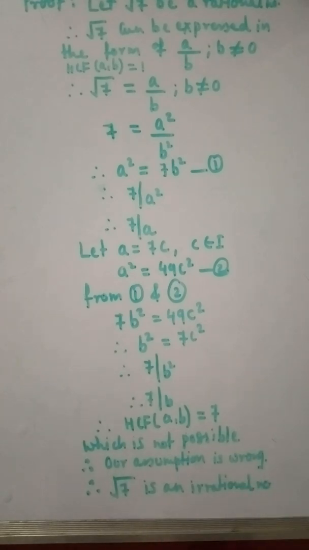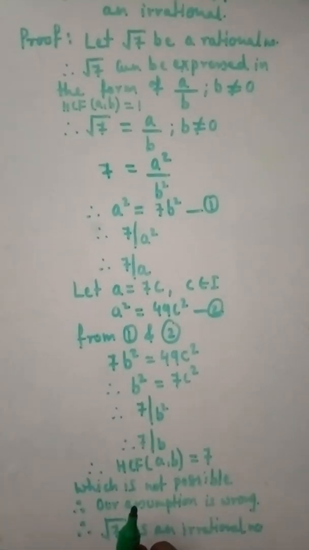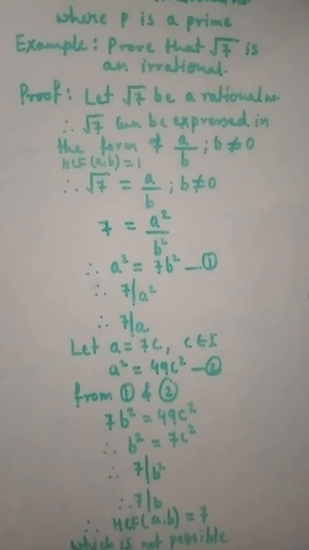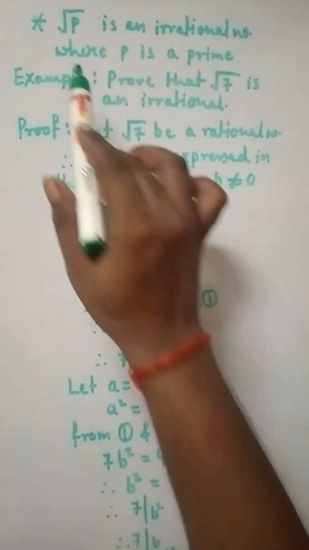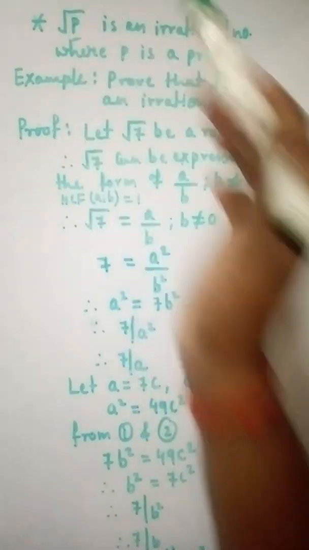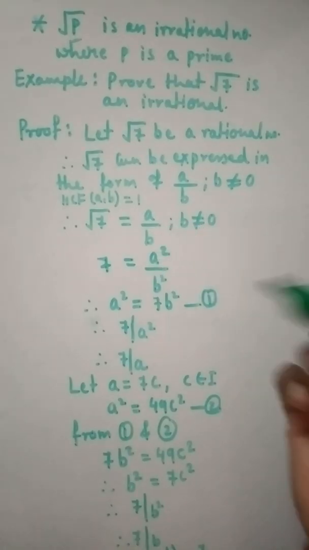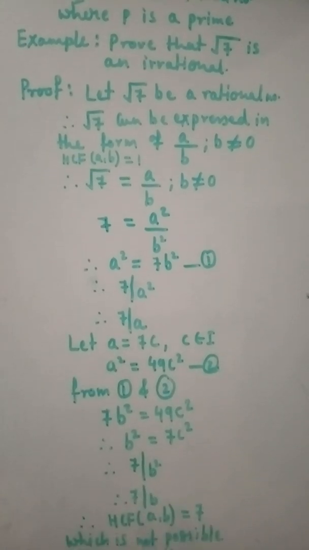This type, friends, is very important. Instead of root 7, in your book you have root 2, root 3. It can be any prime. Therefore at the start, what I mentioned, you can pause the video and write these notes. That's why I said root p is an irrational number. That means this p can be any prime, and the method will remain the same. Instead of the variables a and b, you can take any other variables. That's your wish. I hope you have understood this.